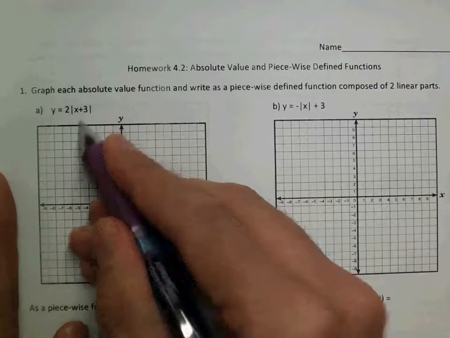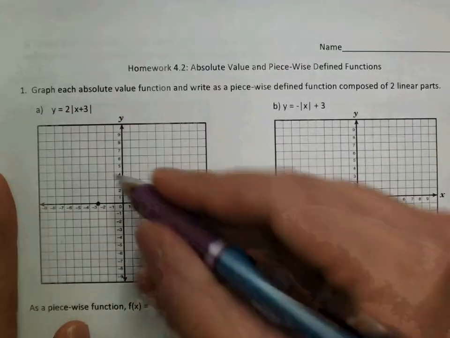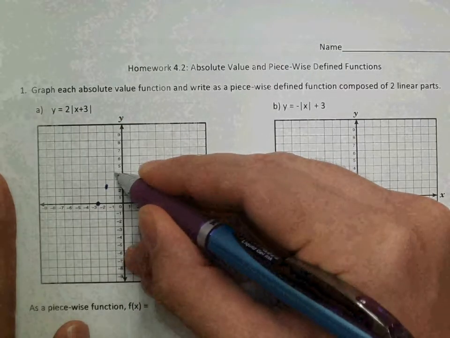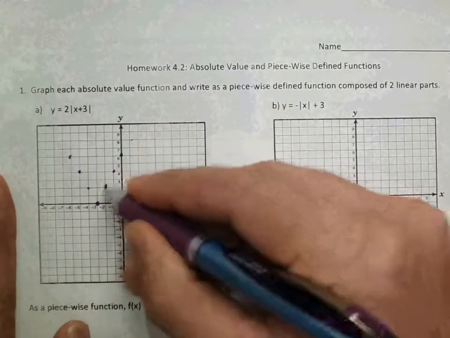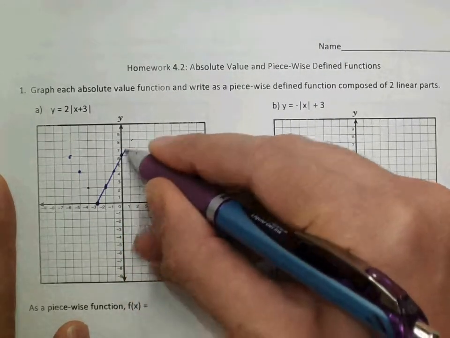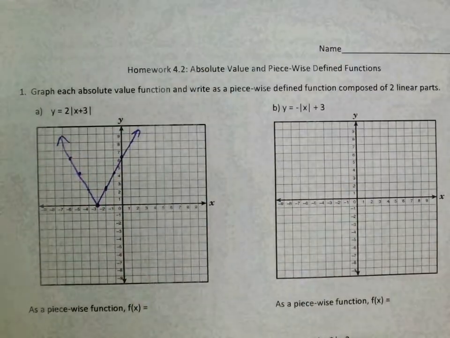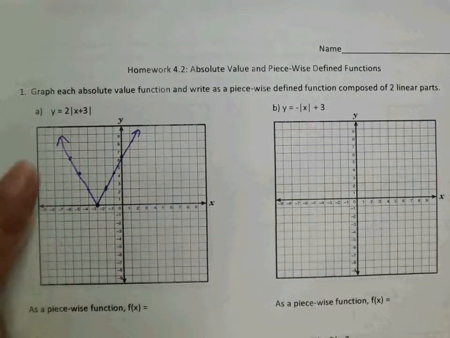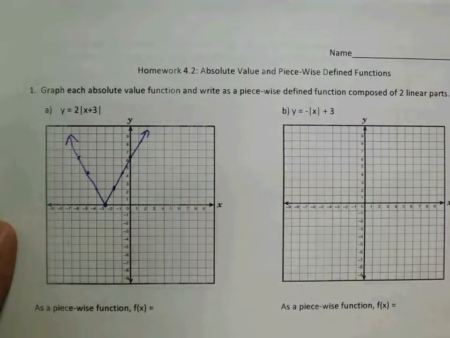This is a transformation to the left by 3. That's where the vertex will be. And it's vertically stretched by a factor of 2. So this is the function we have. So we should be able to graph absolute value functions. That was the first part. Now we need to write it as a piecewise function. So we want to write this as a piecewise function.